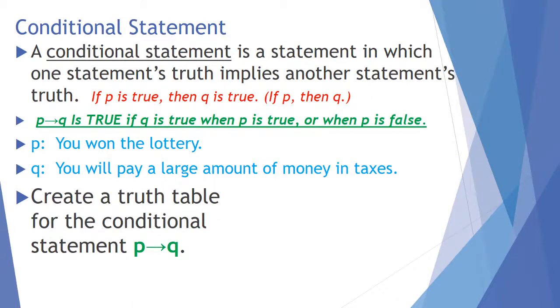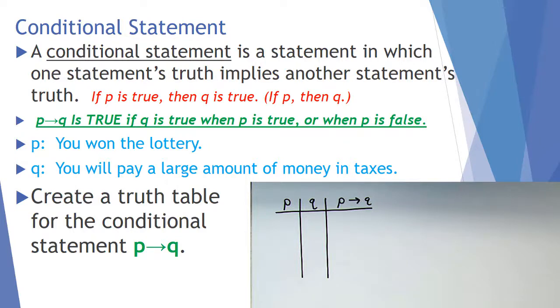Okay, so let's start with conditional statements. A conditional statement is a statement in which one statement's truth implies another statement's truth. We sometimes call this an if-then statement. If P, then Q. But more formally, it means if P is true, then Q must also be true. So what this means is that the conditional statement P implies Q. It's true when Q is true when P is true, or when P is false. So let's make a truth table and map this out.